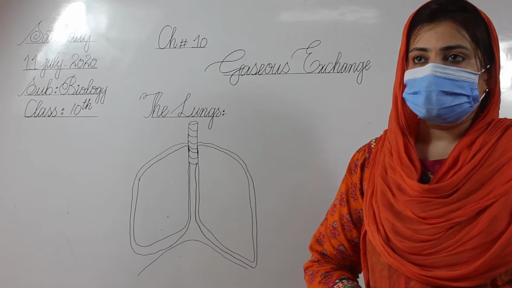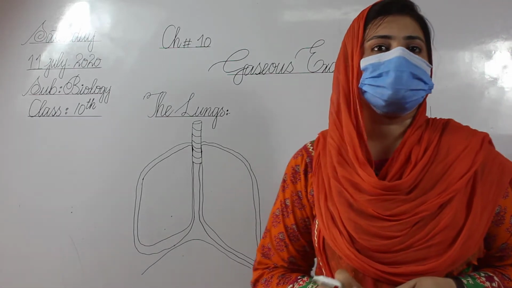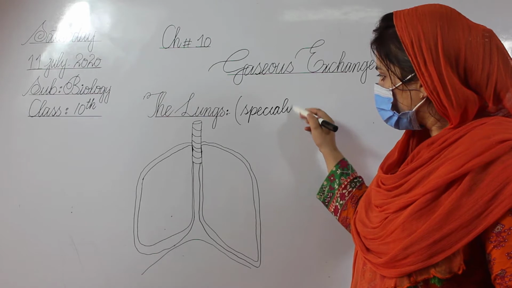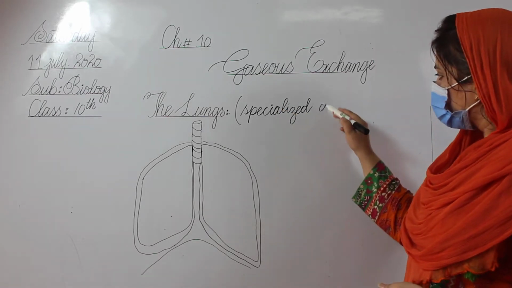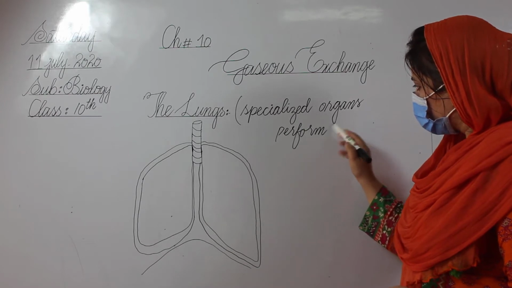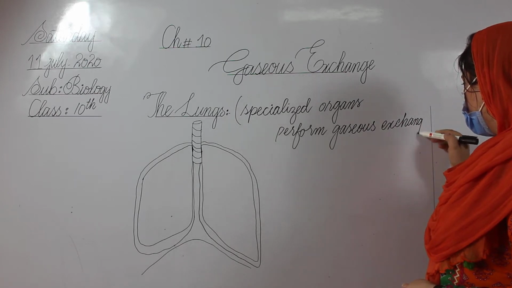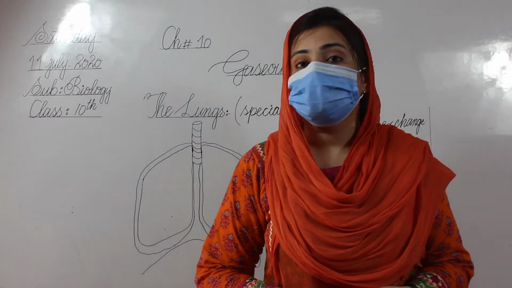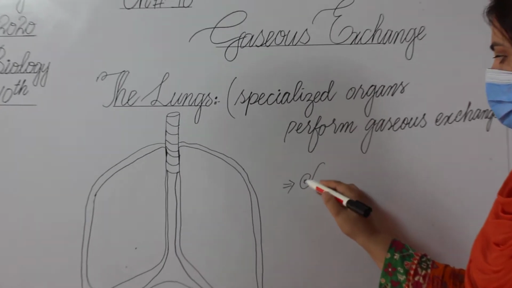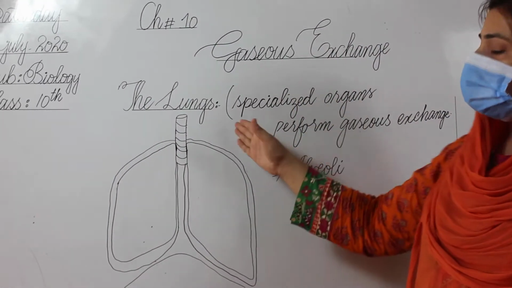So first of all, what are lungs? This is the structure of lungs. Lungs are specialized organs that perform gaseous exchange. In our previous lecture I told you about the structural and functional unit of the lungs, which is called the alveoli. On the basis of alveoli, lungs perform their function properly.